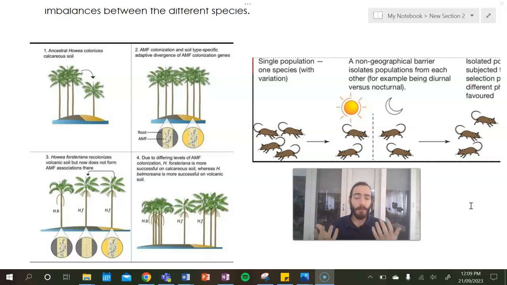Okay? So hopefully that clarifies what sympatric speciation is, and hopefully clarifies some of the misconceptions that some people may have about it.